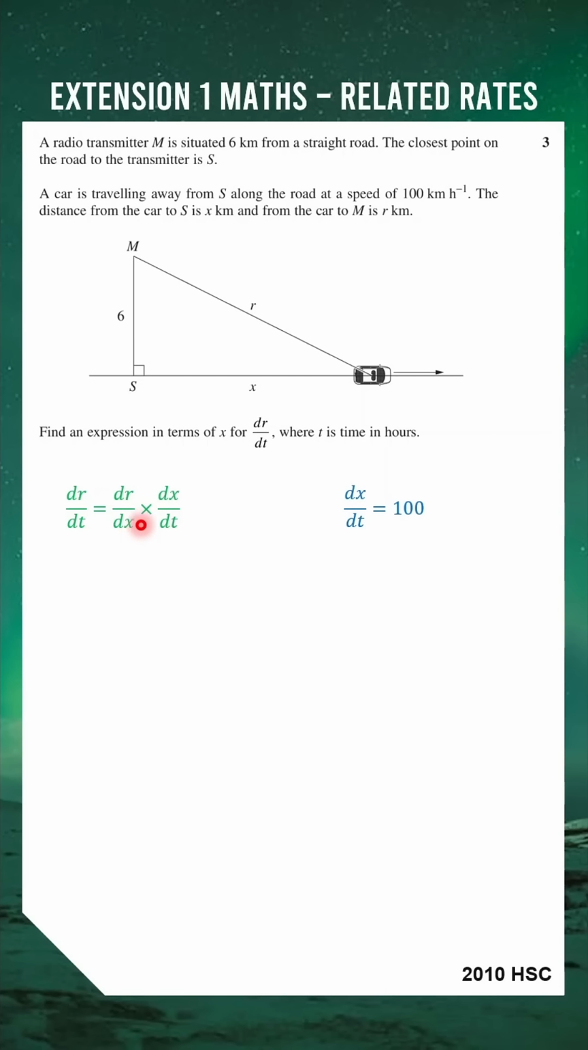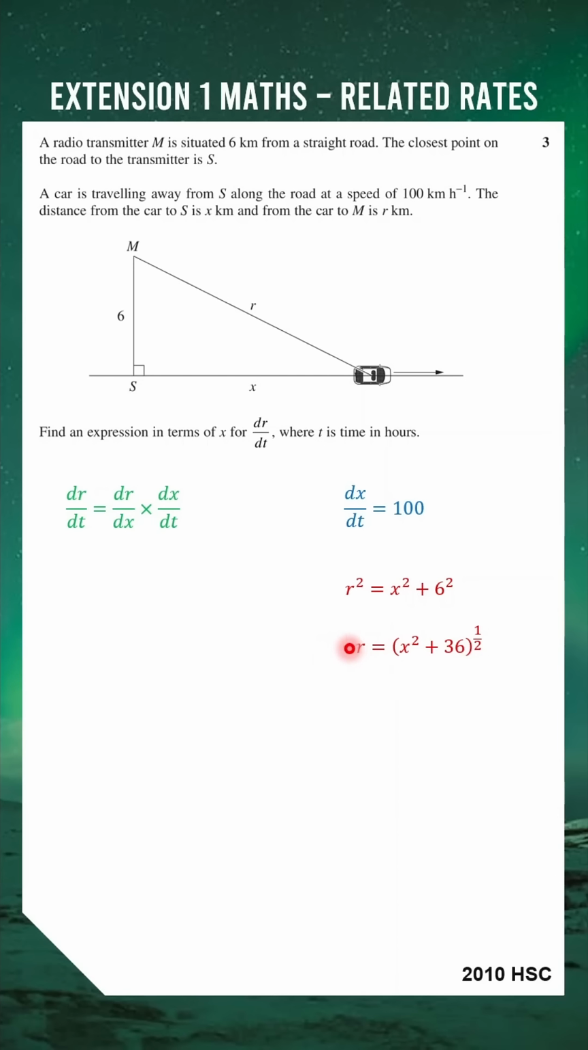Now we're going to find dr on dx. To do that, we have to form an equation relating r and x, and it's good news that we have a right angle triangle here, so we can use a good old bit of Pythagoras. We can say that x squared plus 6 squared is equal to r squared. That means that r is equal to the right-hand side to the power of a half.